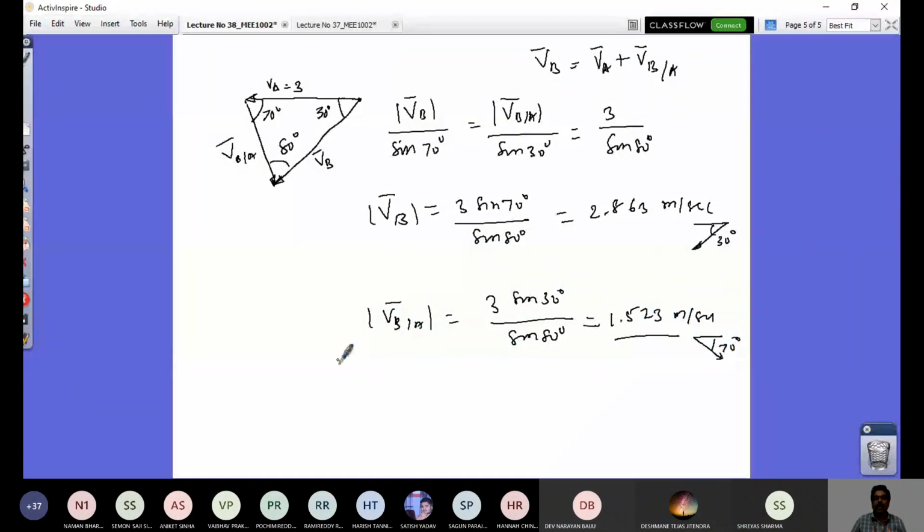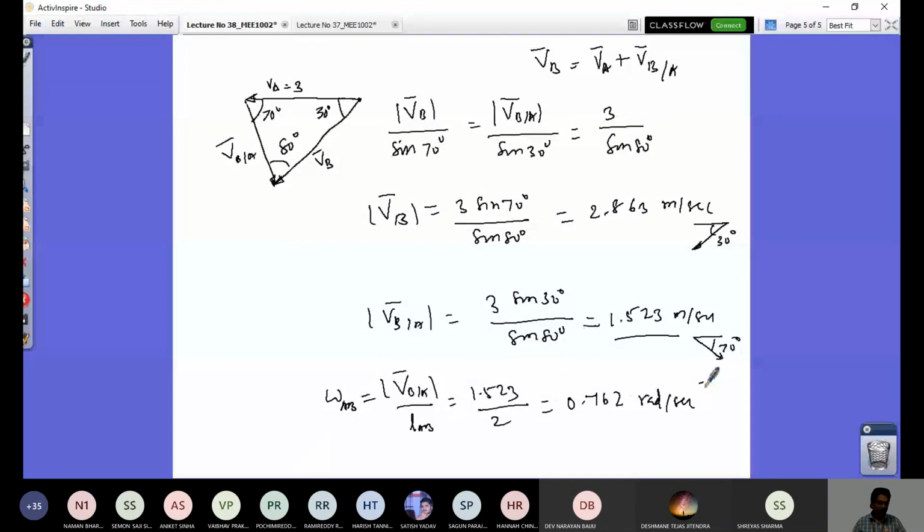So therefore now omega AB is VBA by the length of AB. So you have 1.523 divided by the length, which is 2 meters. If I divide this by 2, I get 0.7615 radians per second. And what is the direction? Clockwise. So that is all.